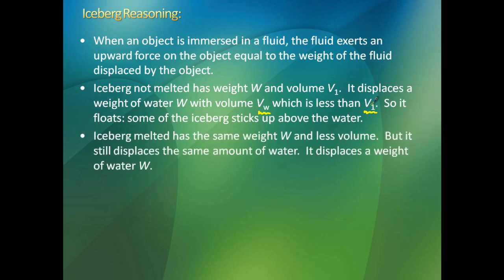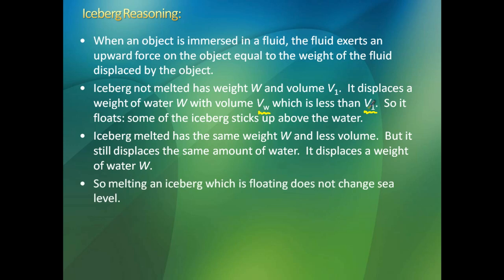So a melted iceberg has the same weight and less volume, but it still displaces the same amount of water, and it still displaces a weight of water W. So these W's are equal. The weight of the water displaced by the iceberg and the weight of the water that's displaced are equal. Now, when it melts, this VW is going to equal this V1. So melting an iceberg, which is floating, does not change sea level.